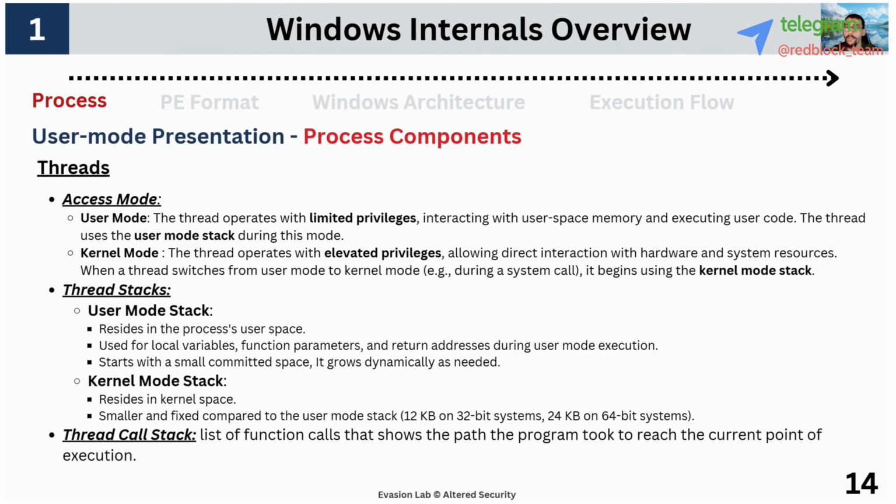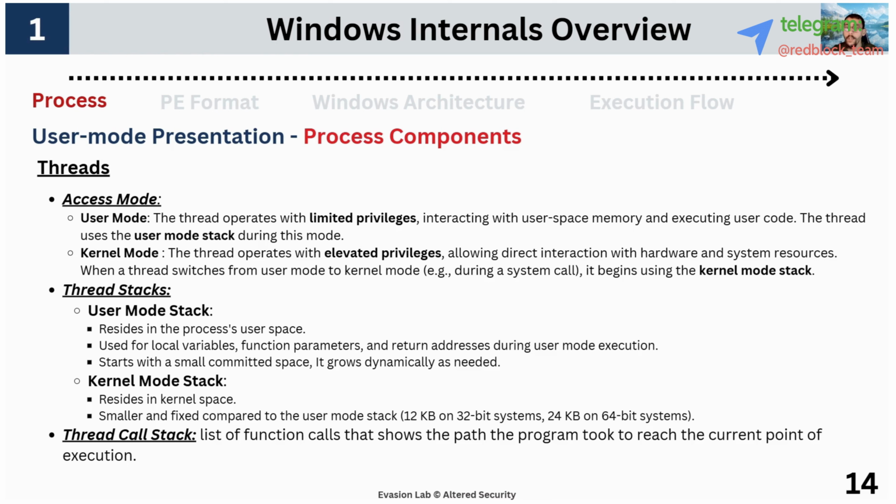Threads in Windows operate in two distinct access modes: user mode and kernel mode. These modes define the thread's level of privilege and the type of operations it can perform. In user mode, the thread runs with limited privileges, restricting its access to user mode memory and preventing direct interaction with hardware. It can only access resources allocated to the process it belongs to. The thread uses the user mode stack during this time.